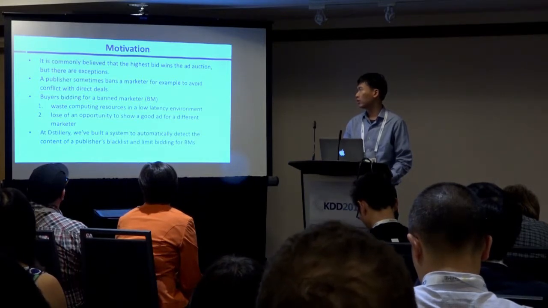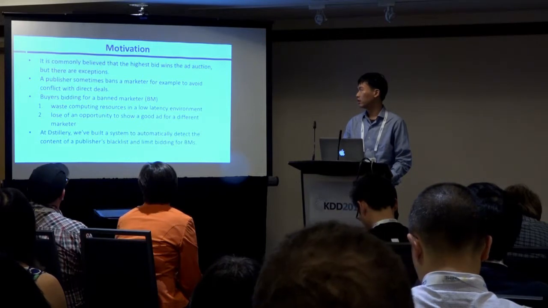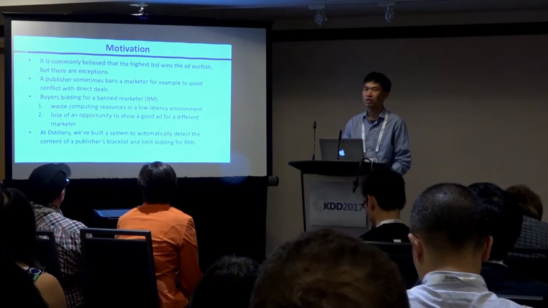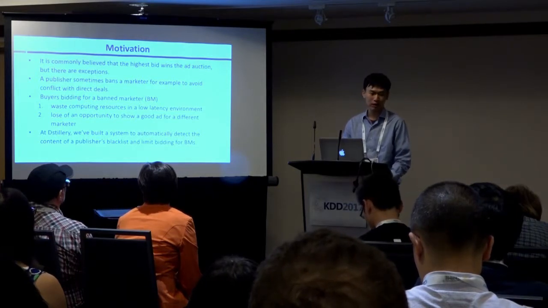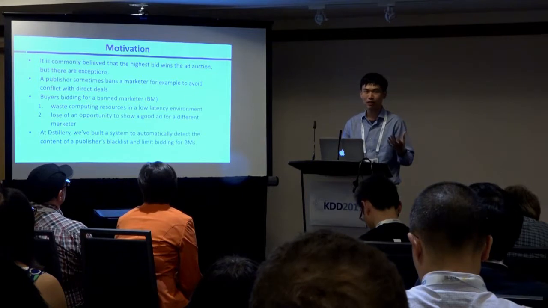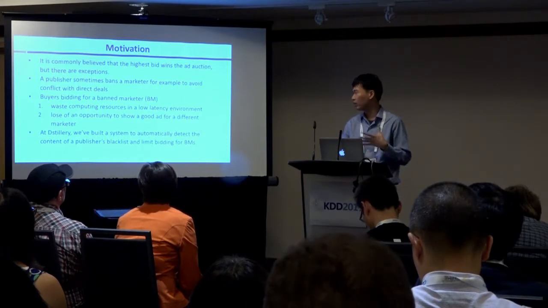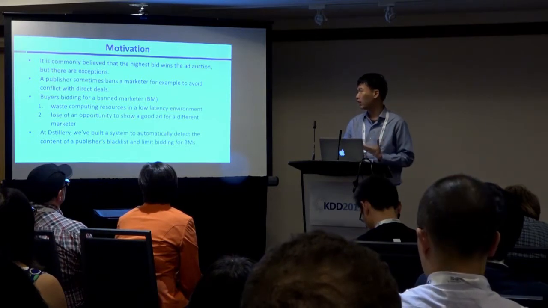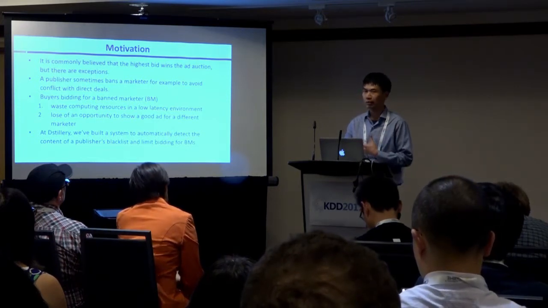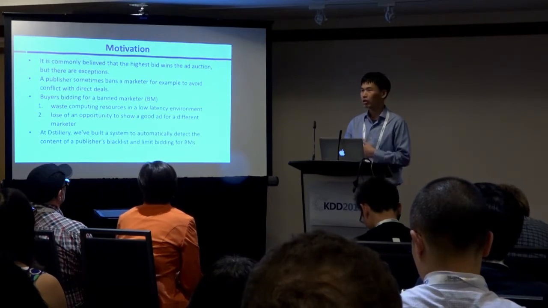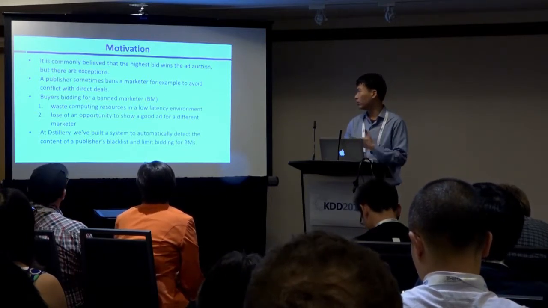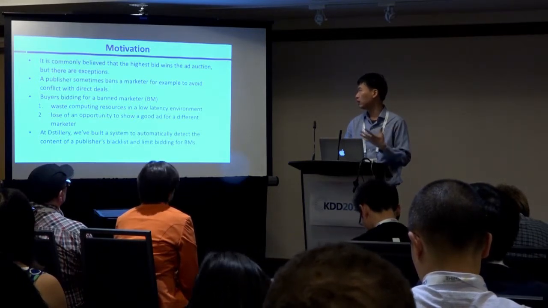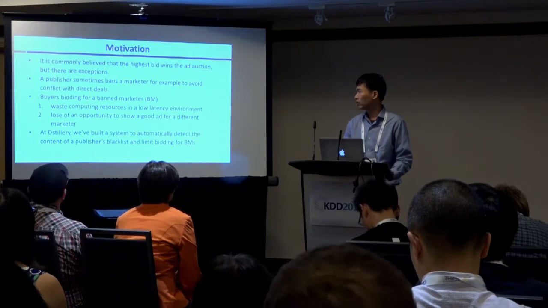So one example is that publishers sometimes blacklist a marketer, for example, to avoid conflict with direct deals. What does that mean? That means a publisher could have a deal outside of real-time bidding with some marketer. For example, if I'm the New York Times, this month I have a deal with BMW, and that deal tells me I'm not allowed to show ads for Mercedes or Audi. So that would be a case where the New York Times will refuse to show an ad for Mercedes over this month.